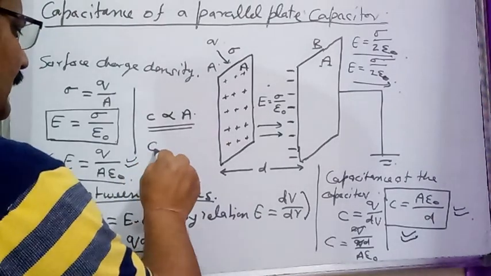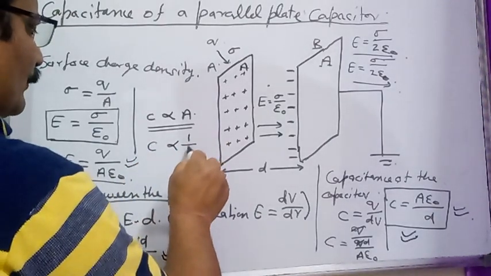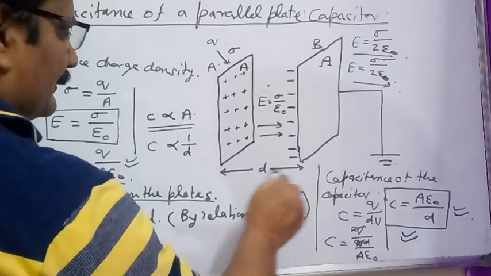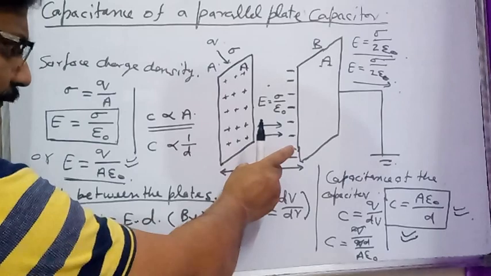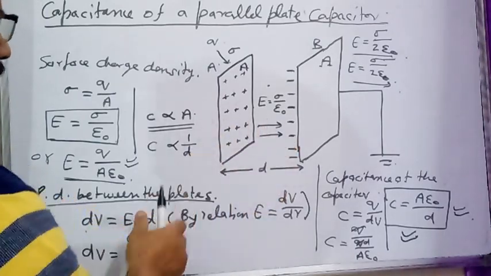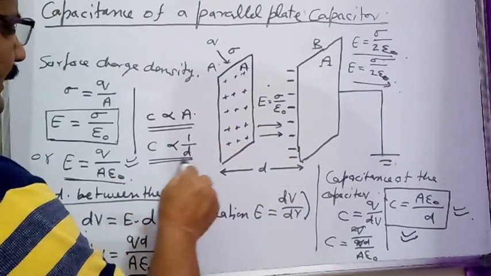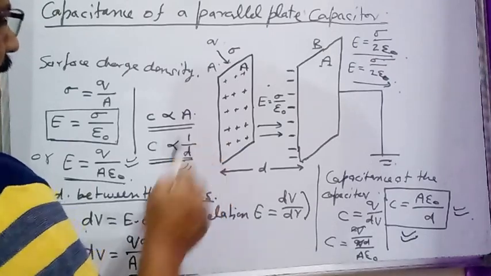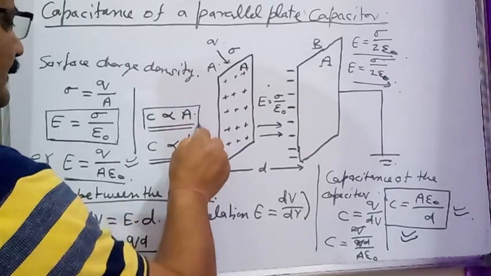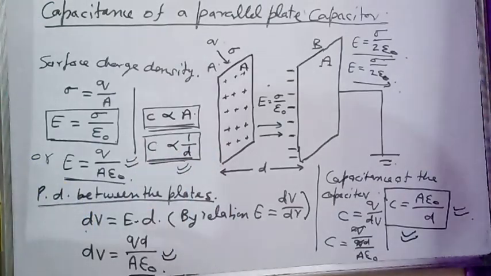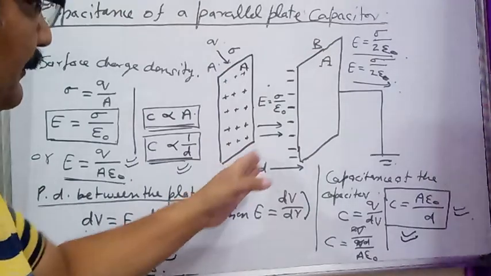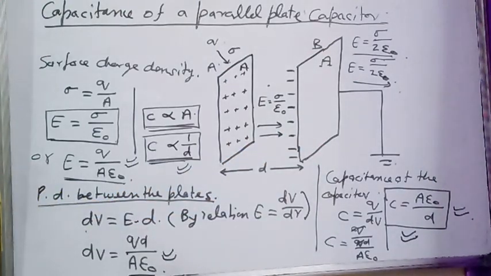The capacitance of the parallel plate capacitor is inversely proportional to the separation between the plates of the capacitor. If we decrease the separation between the plates, the capacitance of the parallel plate capacitor will increase. So this is direct proportionality and this is inverse proportionality. These two are the factors which decide the capacitance of a parallel plate capacitor.